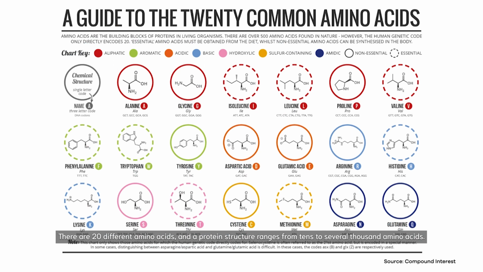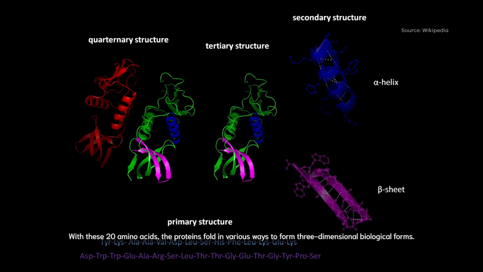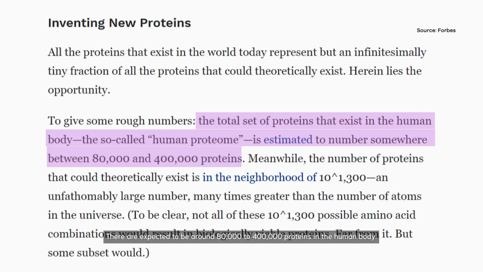There are 20 different amino acids, and a protein structure ranges from tens to several thousand amino acids. With these 20 amino acids, the proteins fold in various ways to form 3-dimensional biological forms. There are expected to be around 80,000 to 400,000 proteins in the human body.